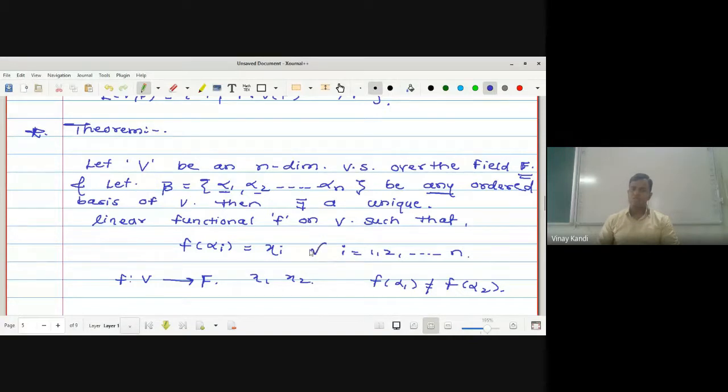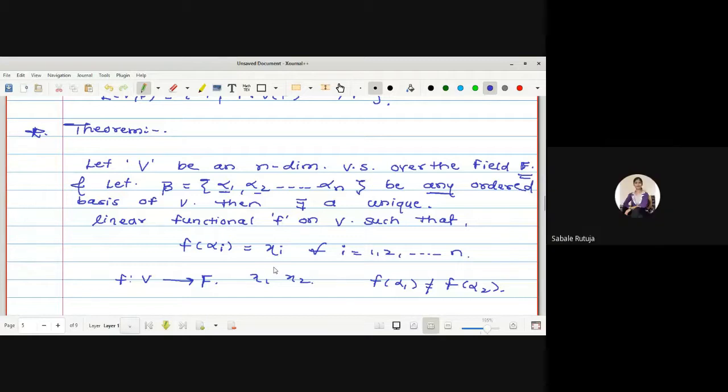It means that if alpha 1 and alpha 2 are different, their images are also different. That means one-to-one correspondence.